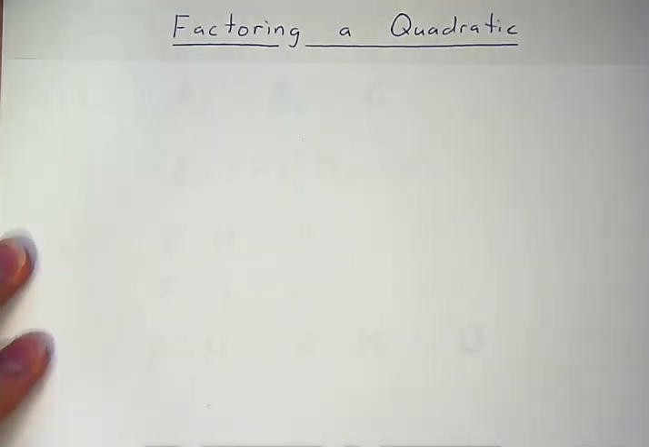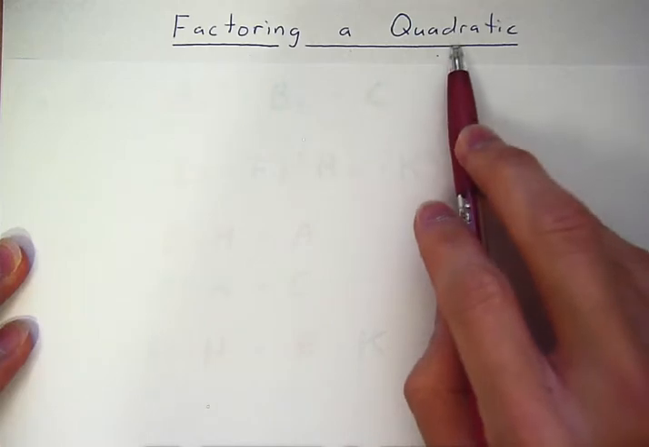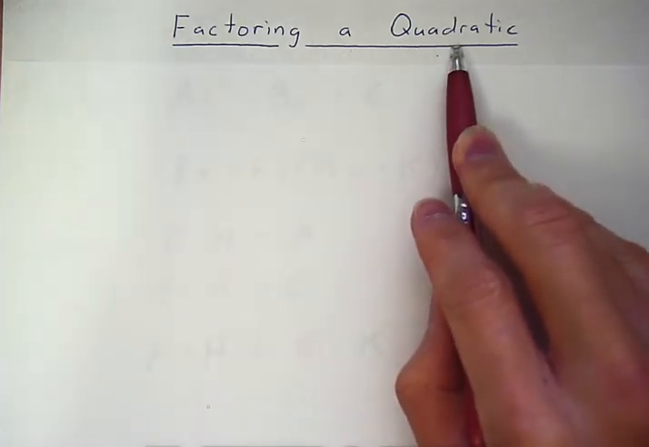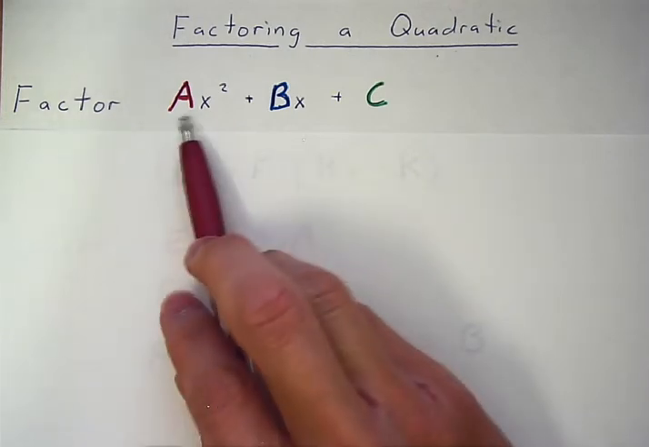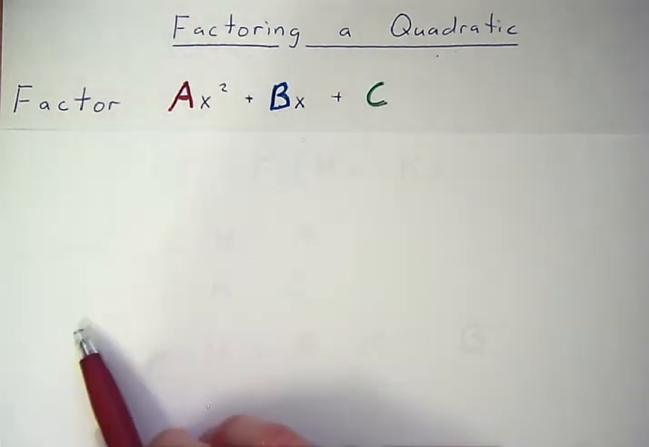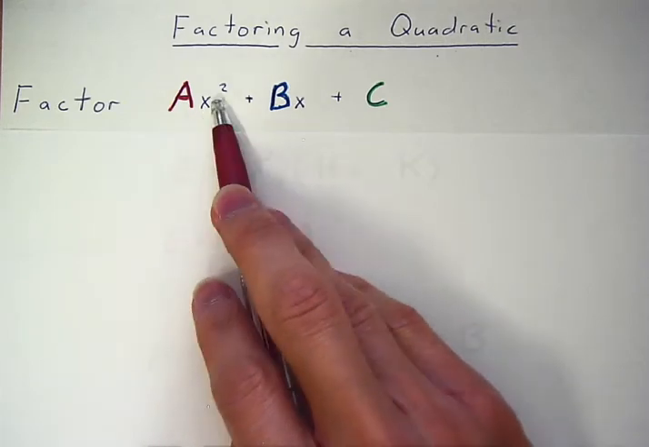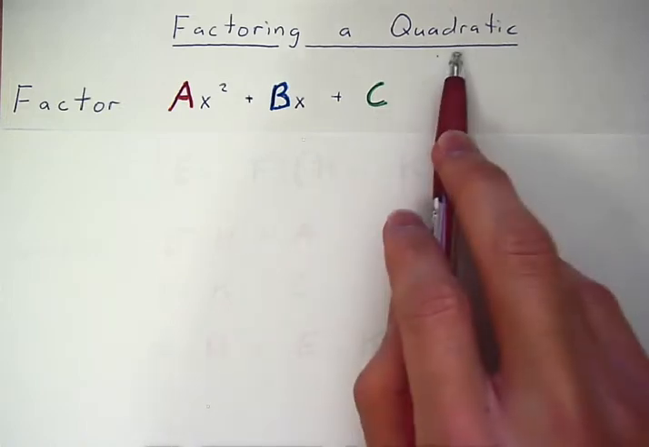This video is on factoring a quadratic. A quadratic is a polynomial where the biggest exponent is 2. So for example, if capital A, B, and C were all numbers, then a number times x squared plus a number times x plus a number, that right there is a quadratic.